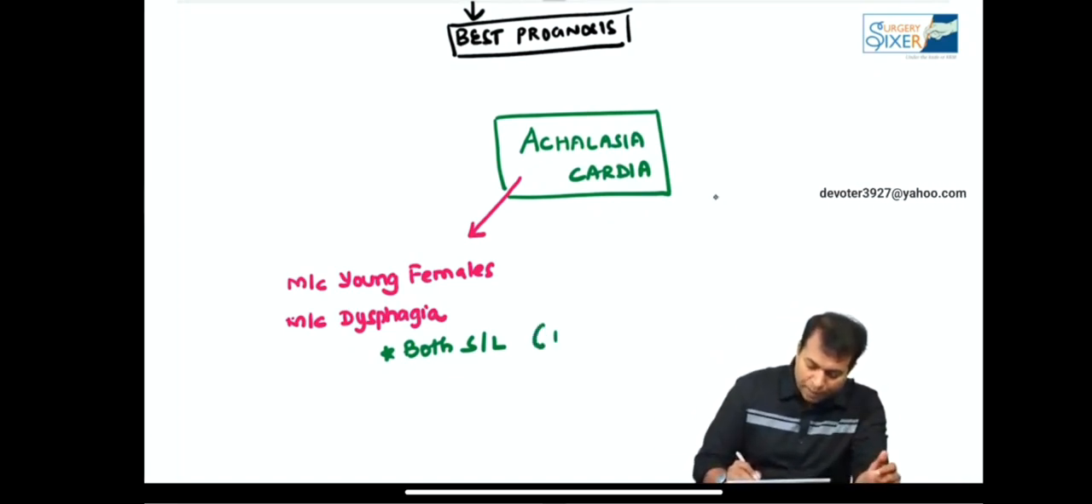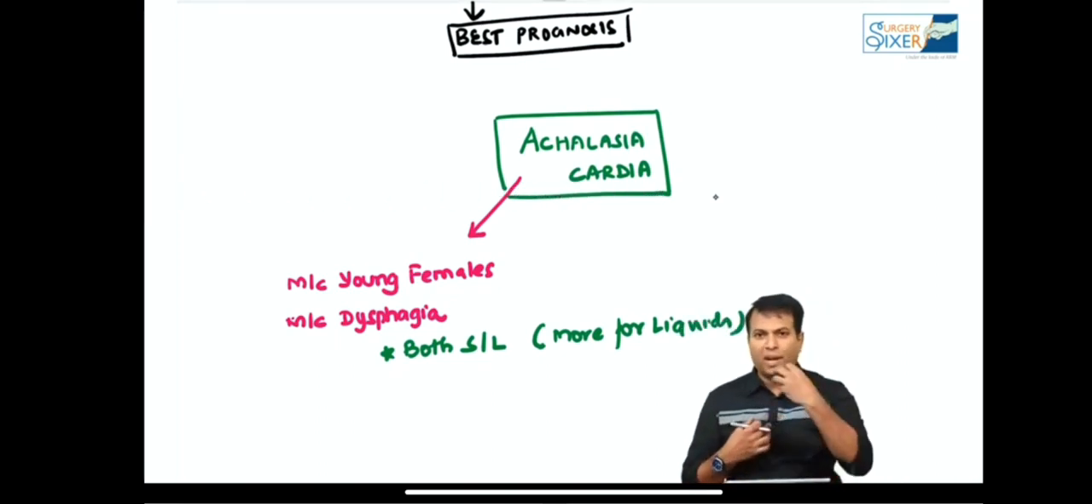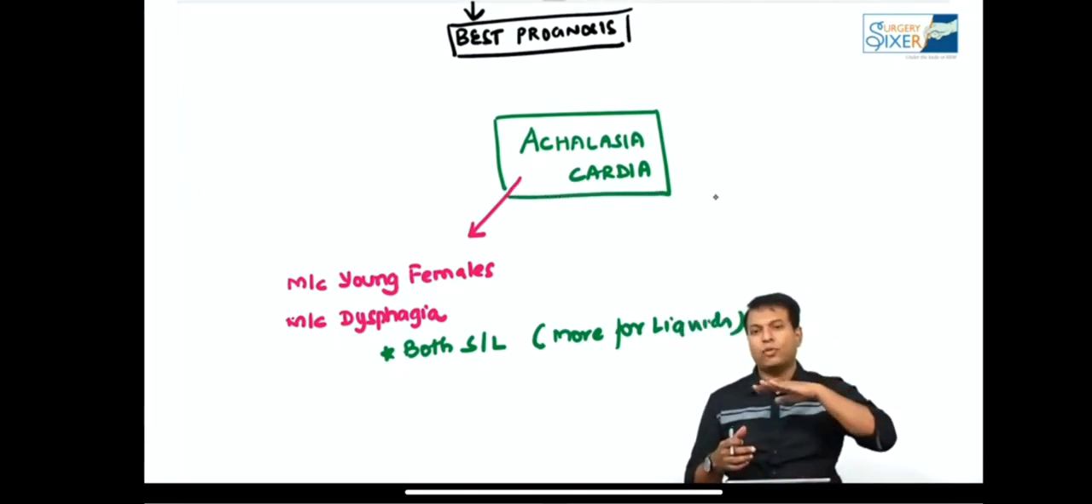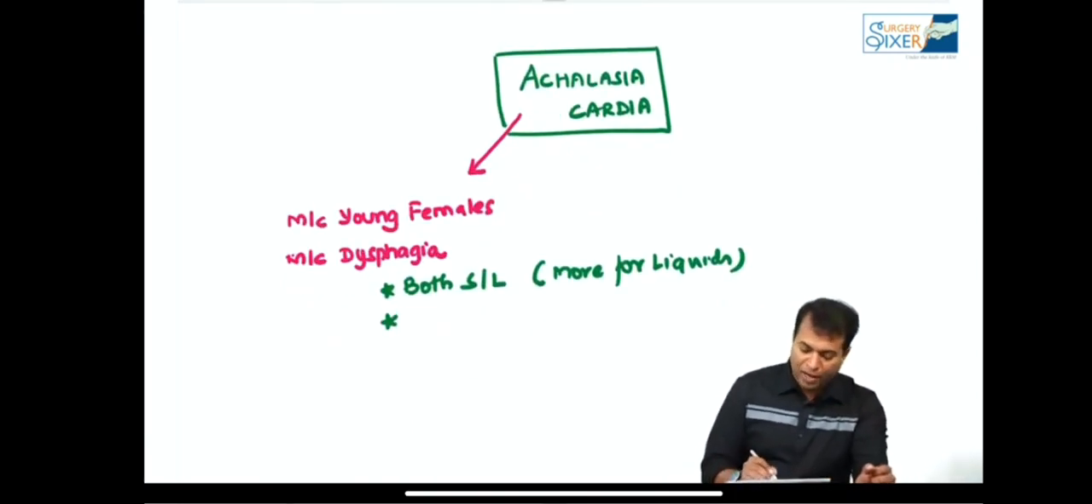It will be more for what? More for liquids. Otherwise there will be dysphagia for both. If you take a solid food particle, it will go easily. But liquids will float in the esophagus itself and will not go because the LES is very tight. So please remember it is for both solids and liquids, it's more for liquids, and it is a slow progressive dysphagia. The history will be there for many years.